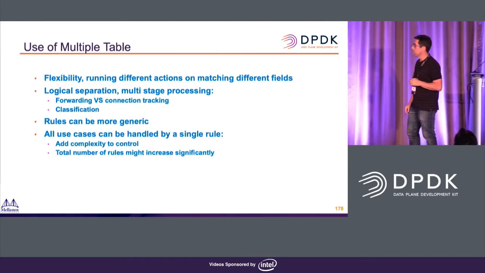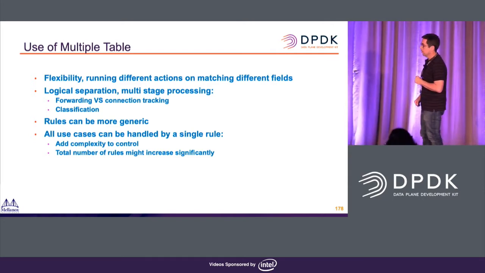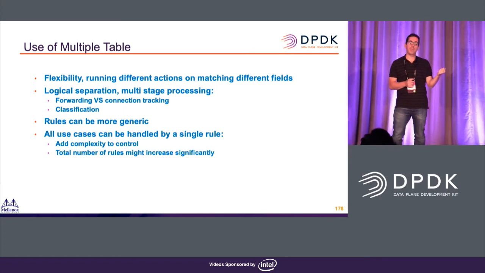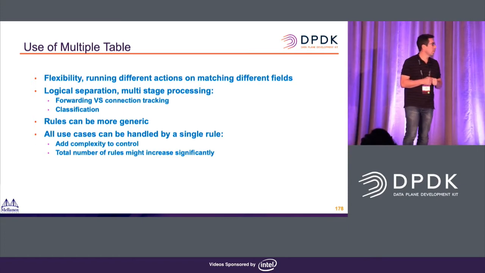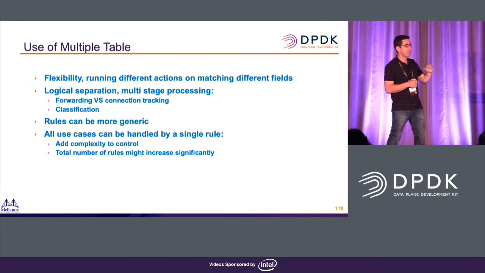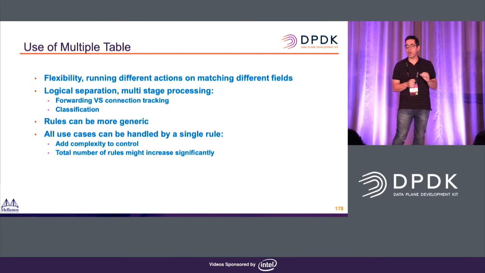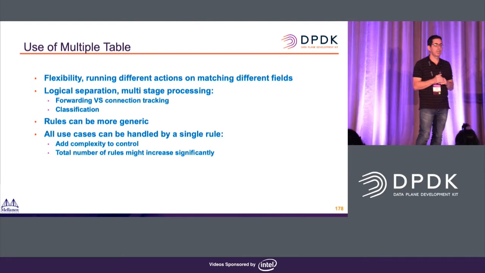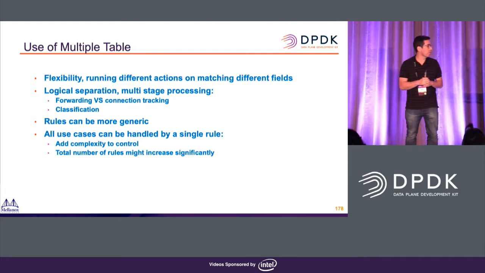Why use multi-table? First, flexibility. In many cases, you need to match different criteria and do a different action. For example, you have to do NAT, so you have to match on the IP and change it, and you have to do quality of service, so you want to match, for example, the TOS marking. If you want to do both in a single flow, you have to supply a matrix. You have to configure a matrix of all the options for this flow.